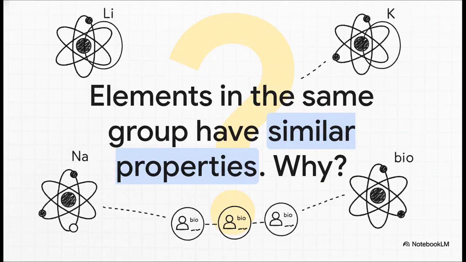Elements in the same group, like lithium and sodium, are like siblings. They behave in very similar ways. So why is that? It's because they have the same, what do you think? I'll give you a second.